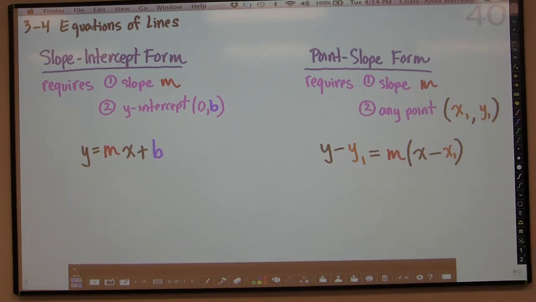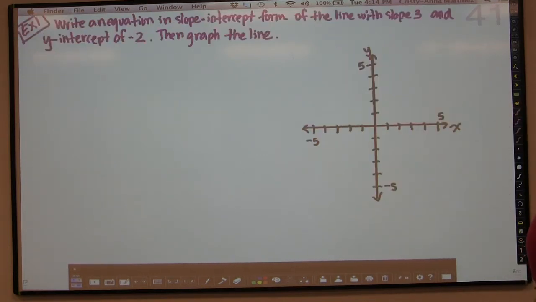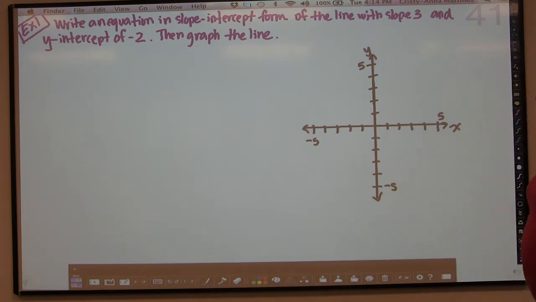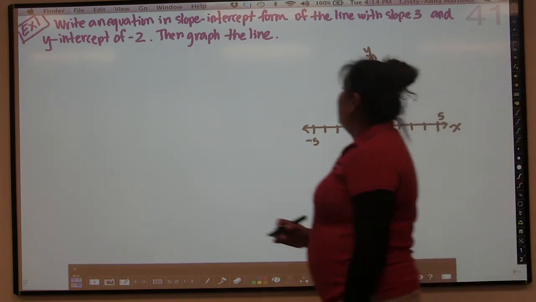So I'm going to show you some examples just to refresh your memory on how all this works. Here's example 1. It says write an equation in slope-intercept form, and again that's y equals mx plus b, of the line with slope 3.